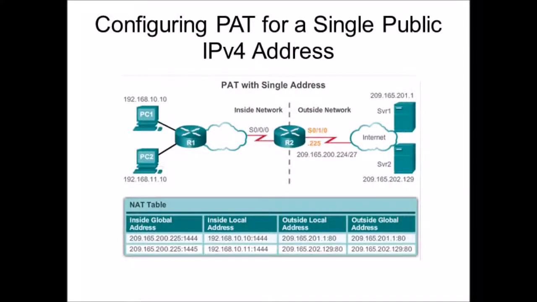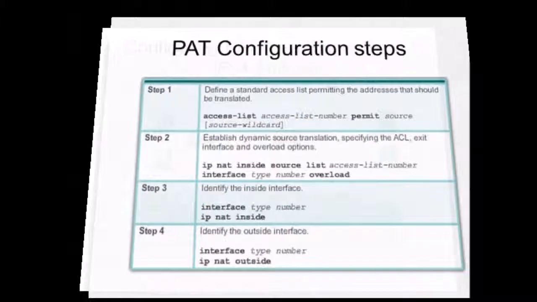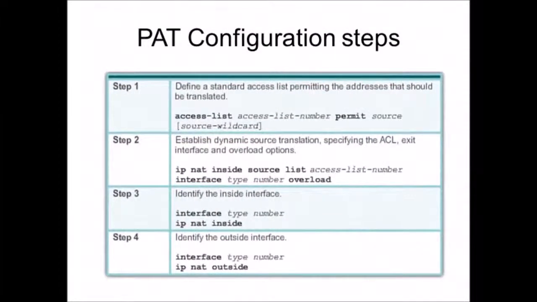The second one is configuring PAT for a single public IPv4 address. The image shows the topology of a PAT implementation for a single public IPv4 address translation. The traffic flows will be identified by port numbers in the NAT table, because the overload keyword was used. These are the PAT configuration steps.